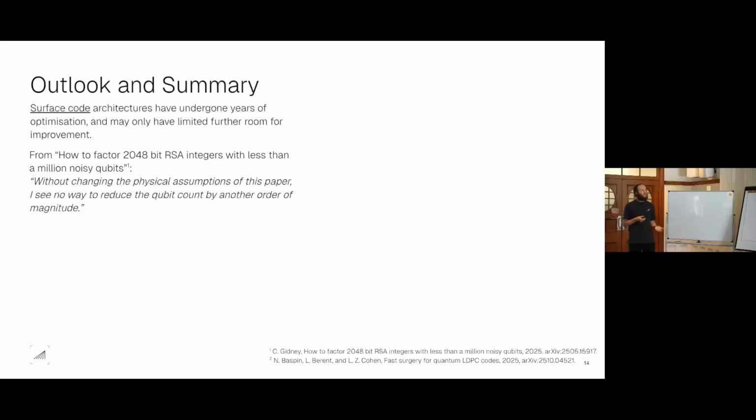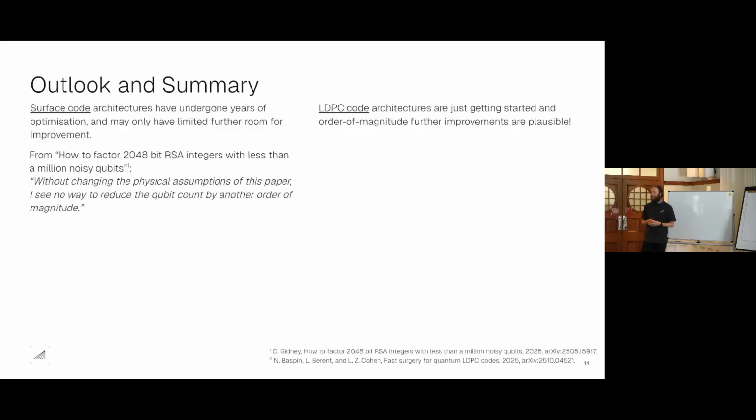So our work in no way contradicts this, but it does suggest that there is reason to think that these gains may have been pushed towards their limit. 1 million physical qubits may not be so far above what you really do need on a surface code architecture to do this kind of factoring. Whereas LDPC code architectures are really just getting started. This is one of the first of these kinds of architectures that have been presented. We can think of a lot of ways already that we can improve on this, and Chris already suggested using CCZ states, but that's just one of many things we could try.